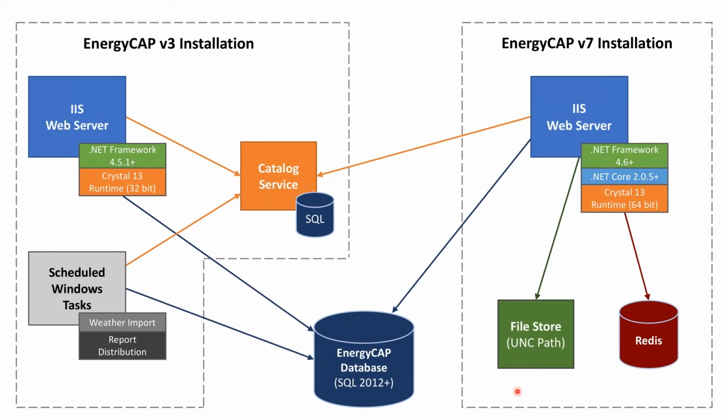As we talk through the installation process today, I've starred here the particular elements that either require some configuration changes or updates to support the EnergyCAP version 7 installation. So we'll be talking about upgrades to the version 3 service, getting onto the latest version of EnergyCAP version 3. We'll have upgrades to the database that we'll talk about, and then obviously the new components that are being installed and configured as part of version 7.